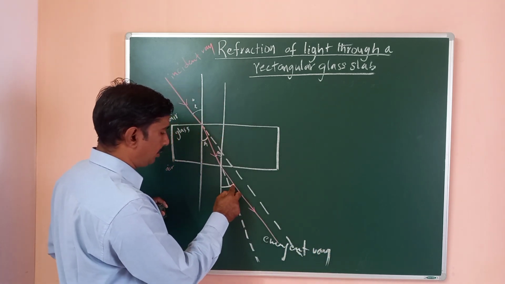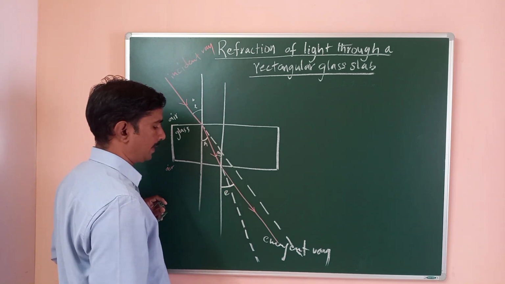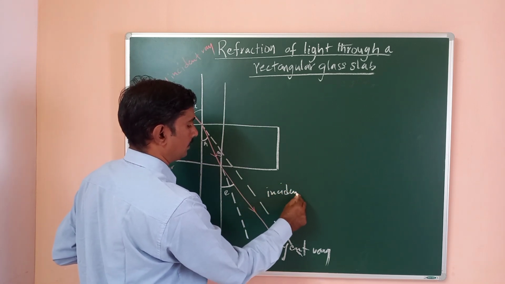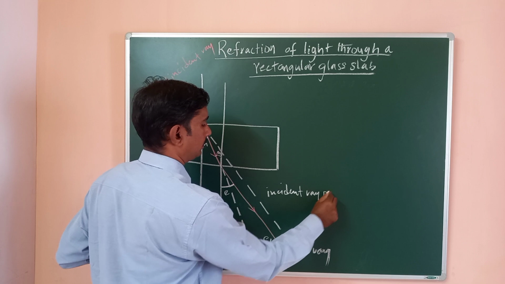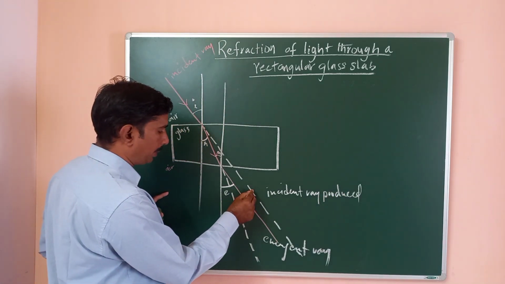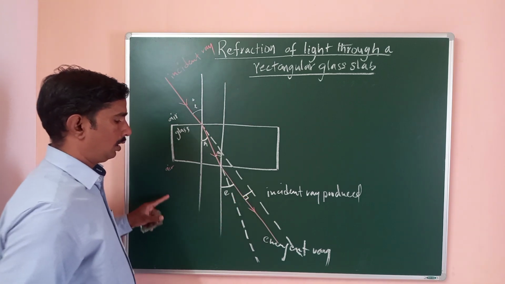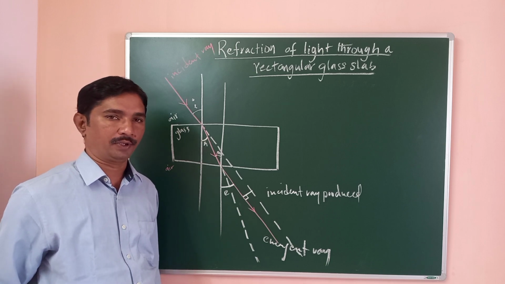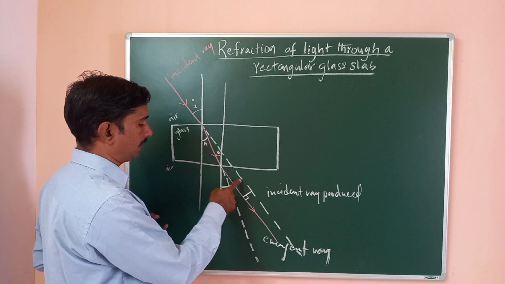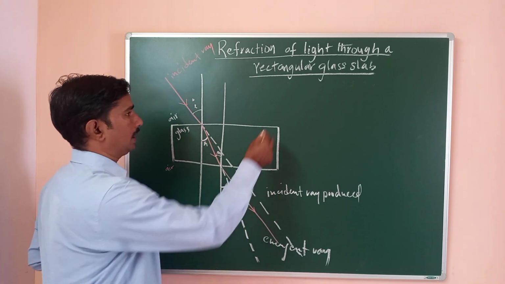The angle between this emergent ray and the normal is called the angle of emergence. And this is the incident ray produced. The perpendicular distance between the incident ray produced and the emergent ray is called lateral displacement or lateral shift.